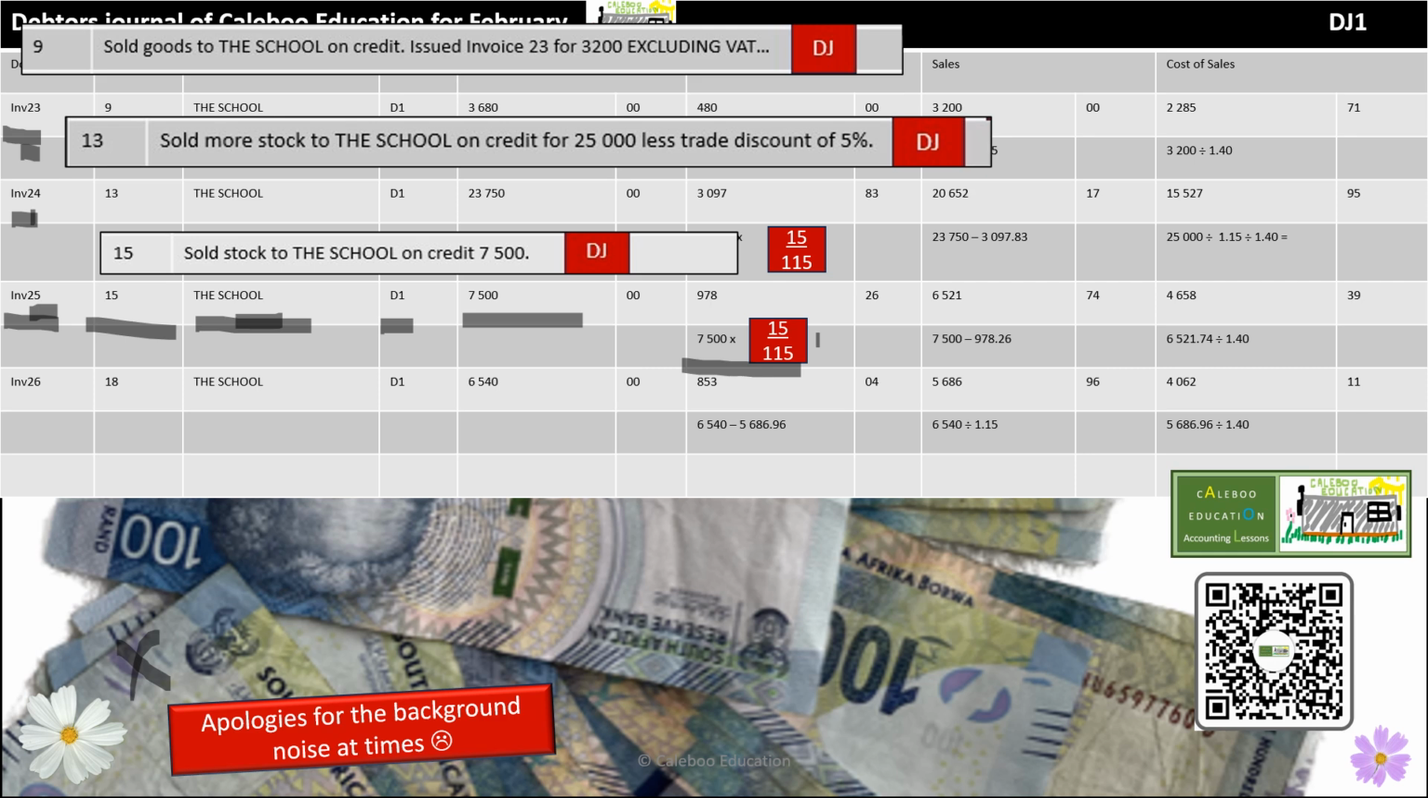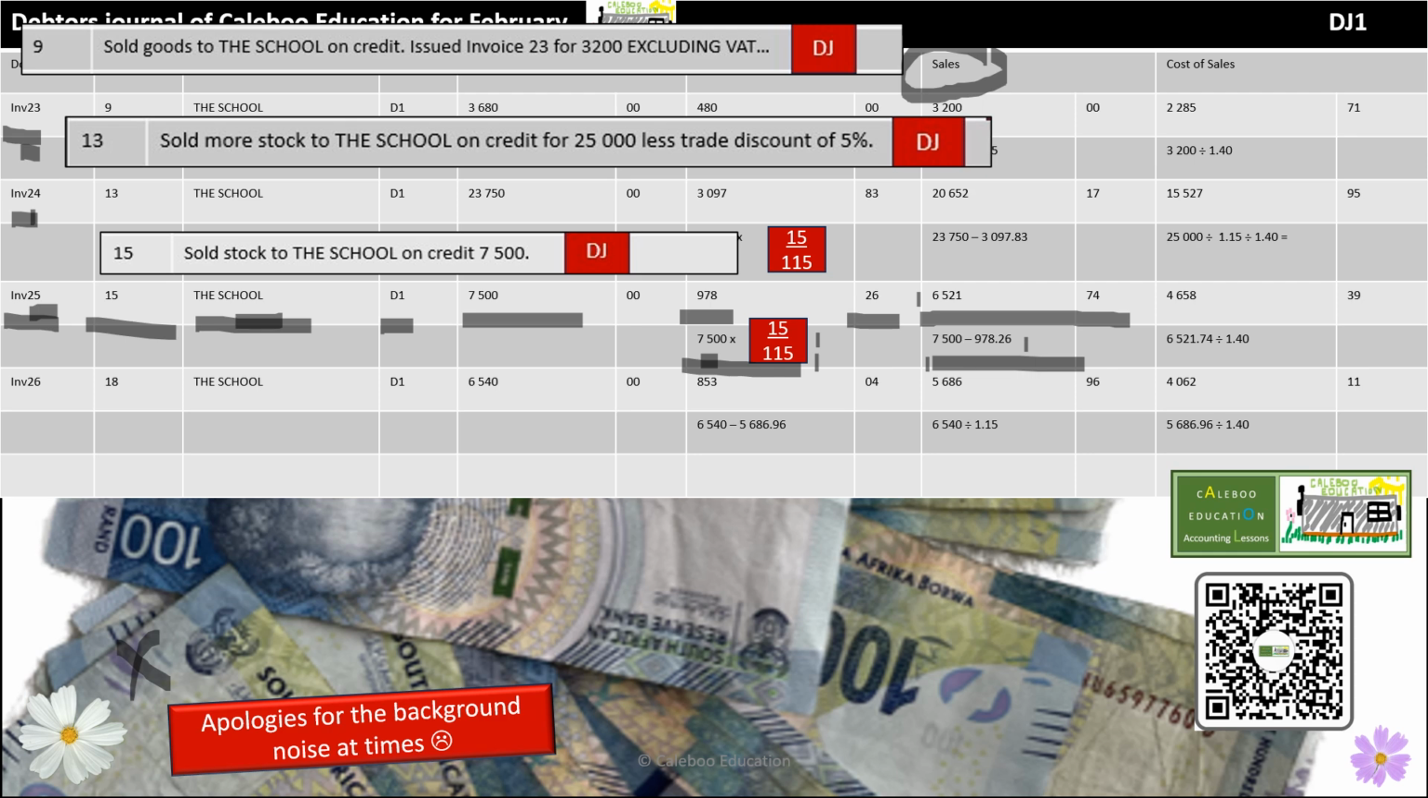Right, so we calculate the VAT here in South Africa. 7,500 multiplied by 15 over 115. It's 978 and 26 cents. The sales amount, remember this column sales, excludes VAT. So we say 7,500, the VAT inclusive amount, less the VAT, the output VAT, and that gives you 6,521 and 74 cents.